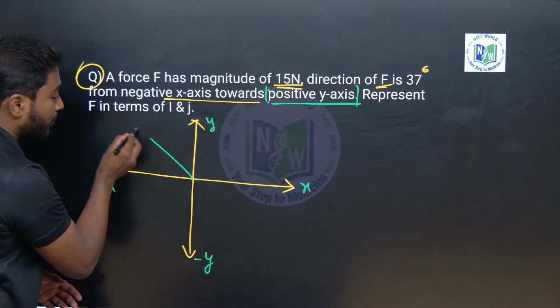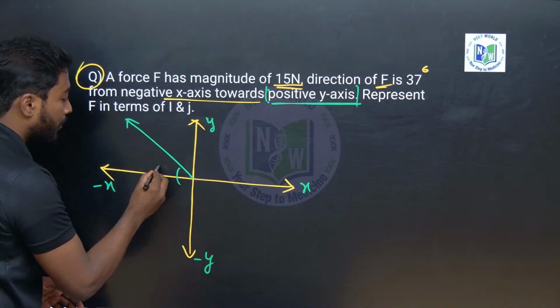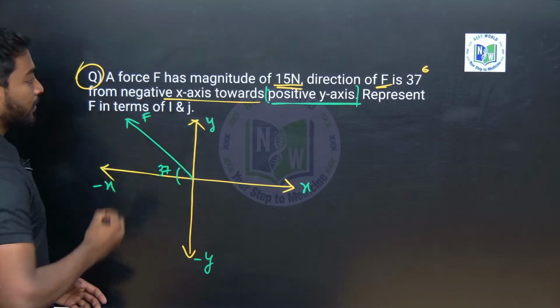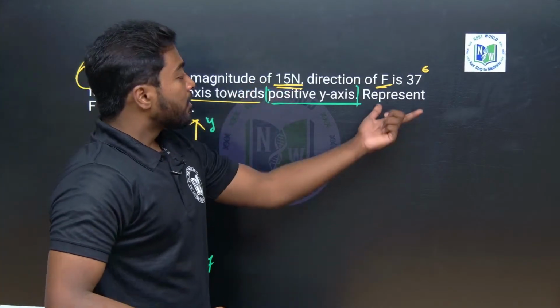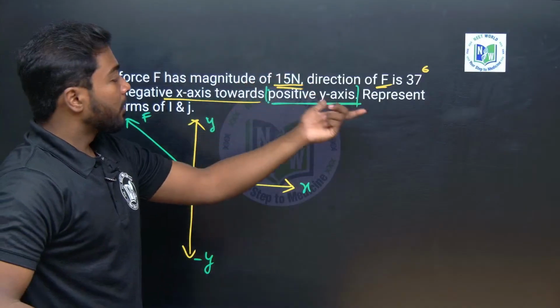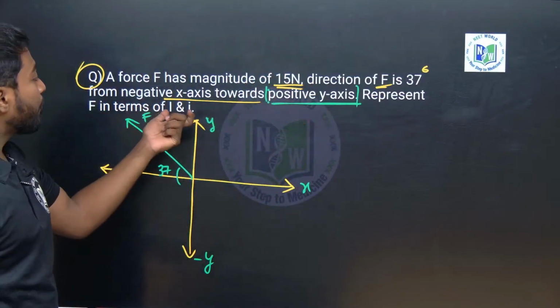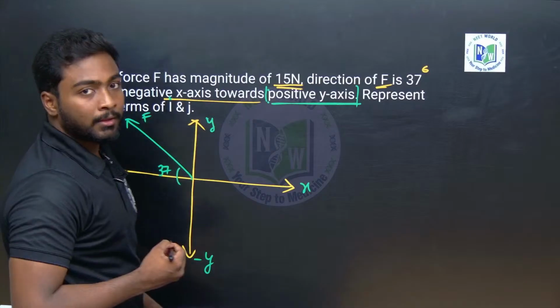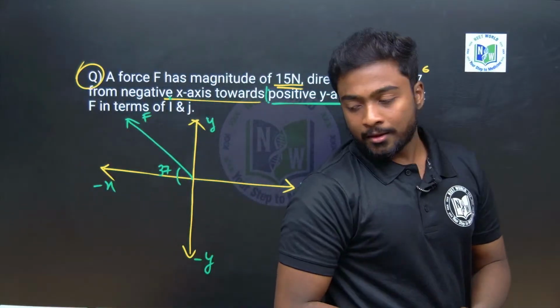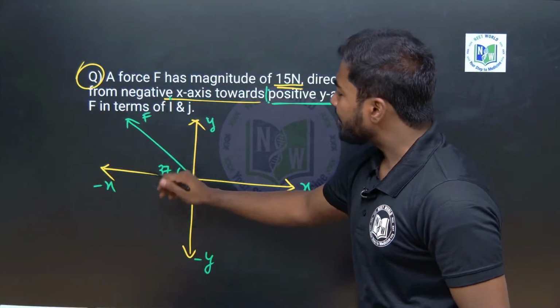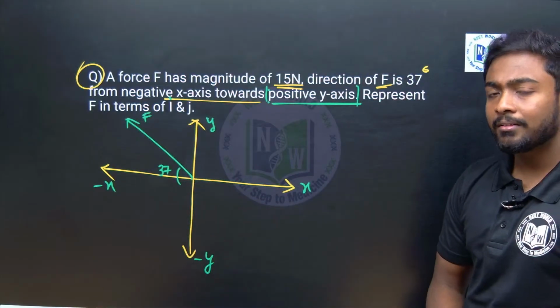So I can draw like this, no? So this is my F, which is equal to 15 Newton. So represent F in terms of I cap and j cap, right? If I take the components now, I can easily represent that, right?